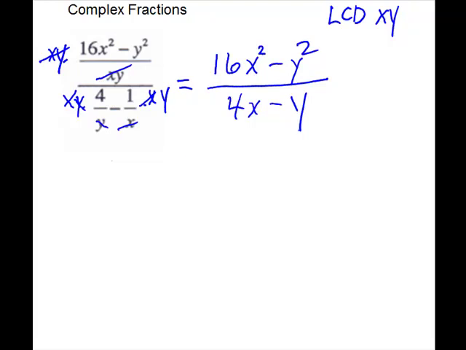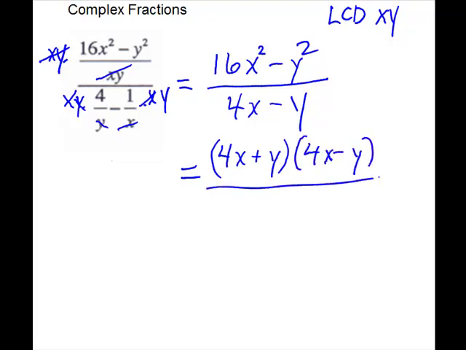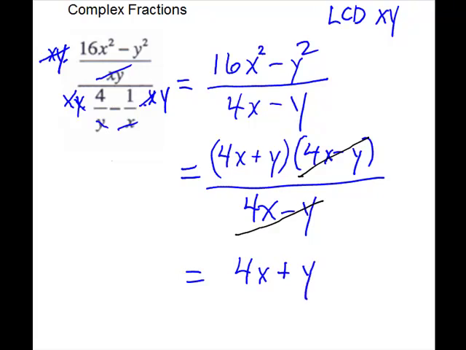We need to see if this will reduce, so we factor. The numerator, we can do difference of squares. So we can do 4x plus y times 4x minus y. The denominator, there's nothing you can do. The exponent is 1 and there's no GCF. We did get something that will divide out though. The 4x minus y will divide out. So we are left just with 4x plus y.